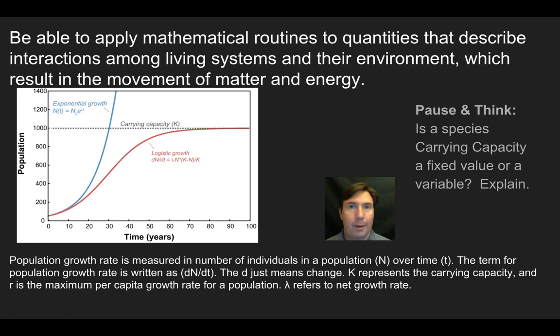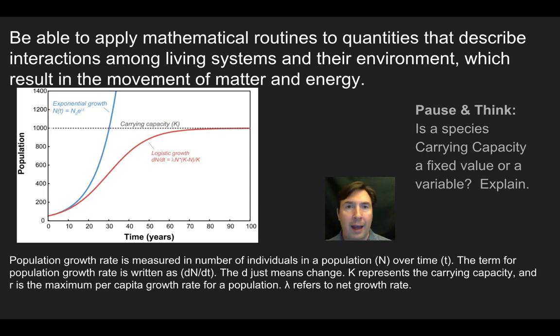For this one, unlike a lot of my pause and thinks, hopefully this one jumped out and said, no, it's a variable. This can absolutely change. What we see here is that logistic growth is a calculable factor. You can see that population growth rate is measured in the number of individuals in a population, which we symbolize as N, over time, and K is our carrying capacity, and we have all of these other variables that help us figure out how close to K we get and how this all works out. But this is showing that the carrying capacity K is 1,000.